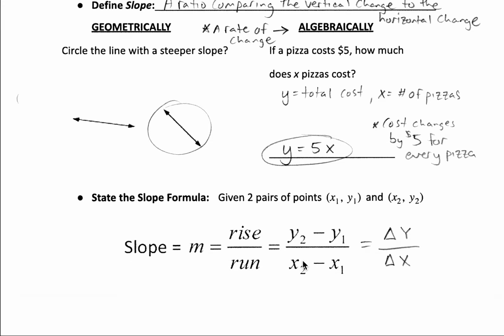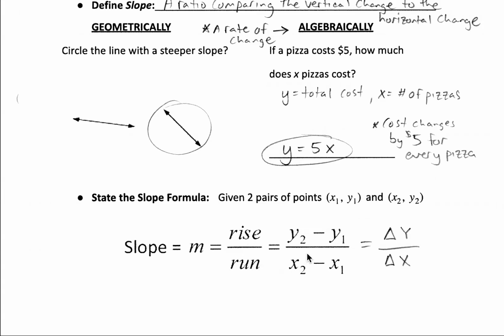Lots of ways that we can represent slope. We can use the variable m. We can write it as a ratio, which we talked about. We can say it's rise over run, or delta y over delta x, which essentially means the change in y over the change in x, which is the same as rise over run.